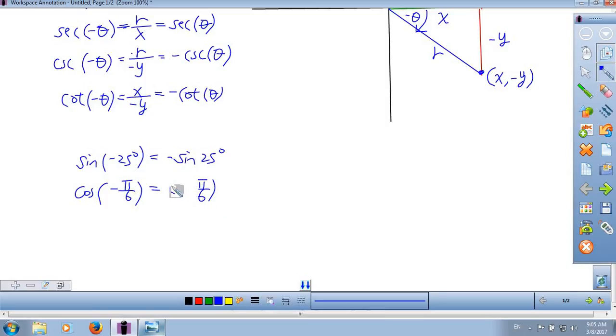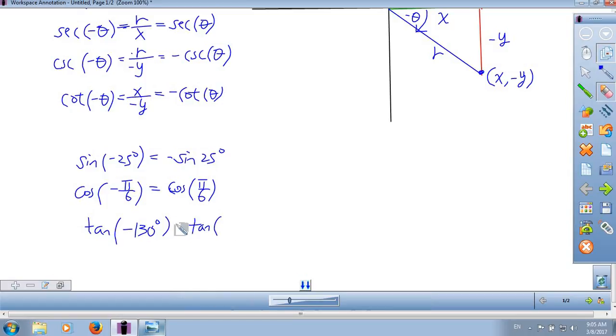They are the same. Oh, I'm sorry, let me go ahead and rewrite them. Okay. What about tangent of negative 130 degrees? Well, if it's tangent of negative 130 degrees, it should be the same as the opposite of tangent of 130 degrees. Okay. Now, why is this important? Why do we want to do that?